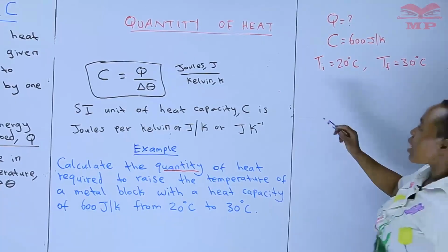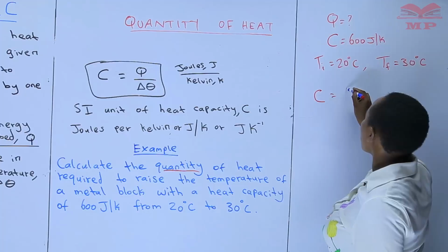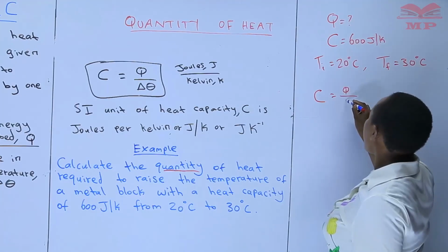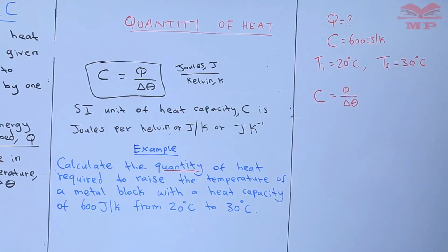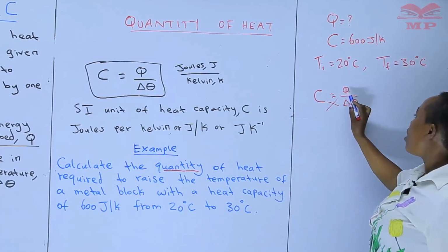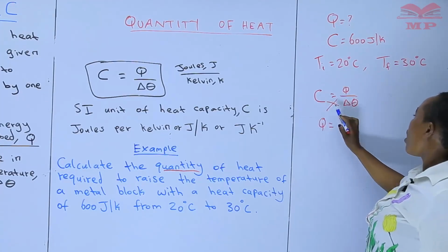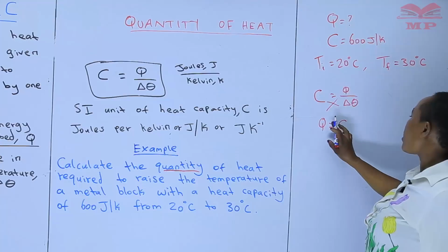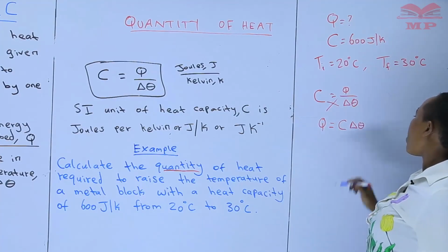So we know that heat capacity is equal to quantity of heat divided by the change in temperature. So we can make the quantity of heat the subject by cross multiplying. So we'll have that our Q will be equal to our heat capacity multiplied by the change in temperature.